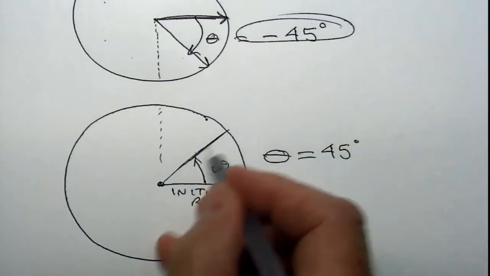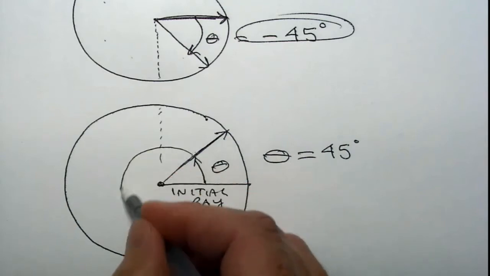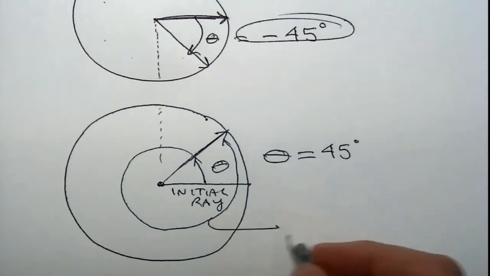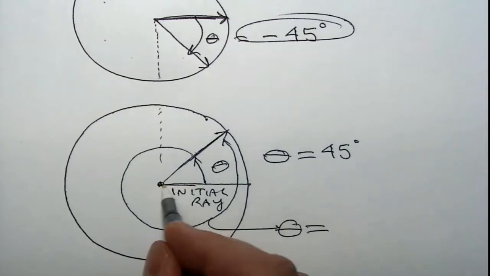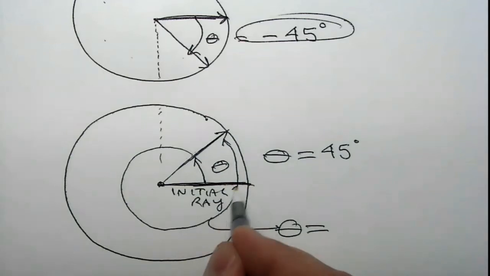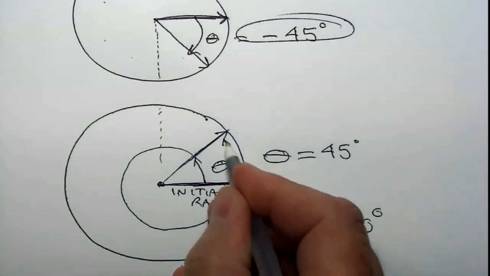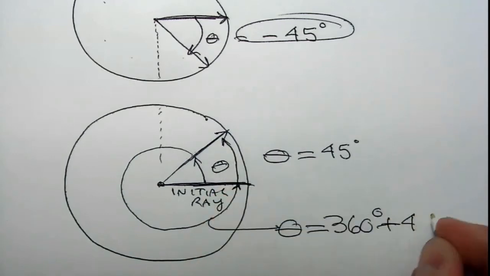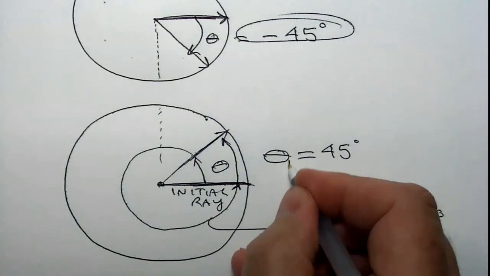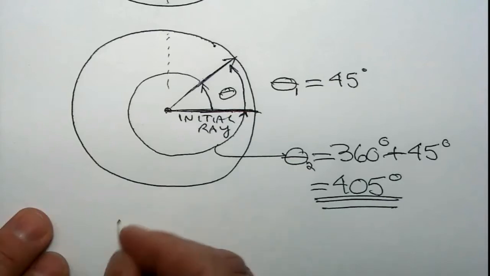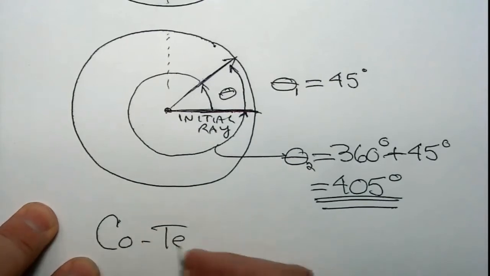But what if we continue this process, and you take this minute hand, and we keep going? What's this angle worth? Well, if you think about it, the terminal ray has encountered the initial ray, so it went a full trip around the circle, and then it went 45 extra degrees. So in reality, this one would be theta 1. This is theta 2. It's a different angle. It's 405 degrees. They're considered to be coterminal because they share the same terminal ray.